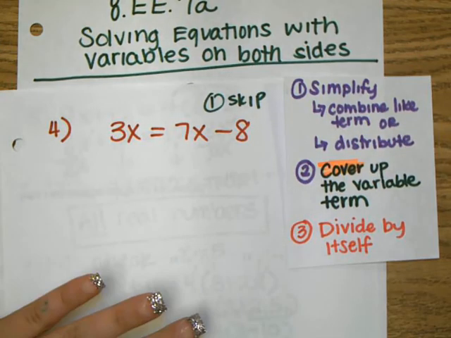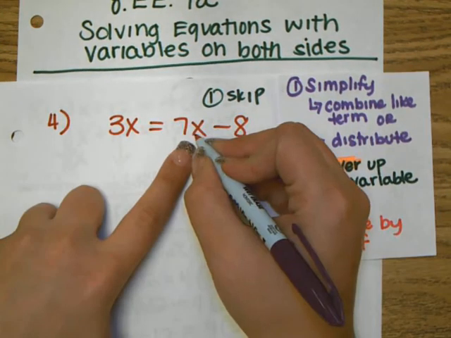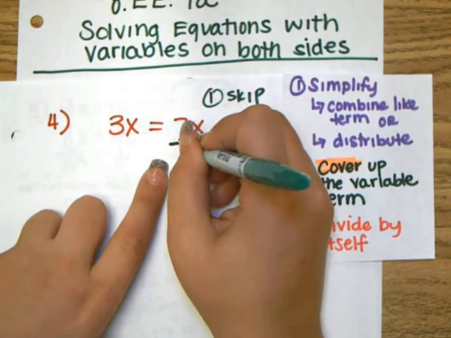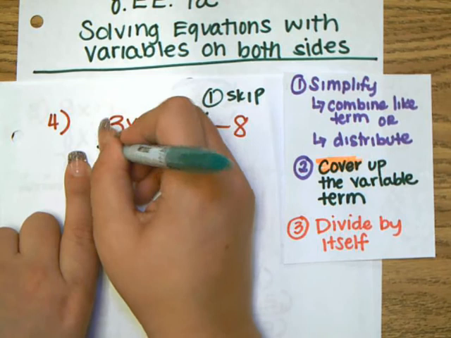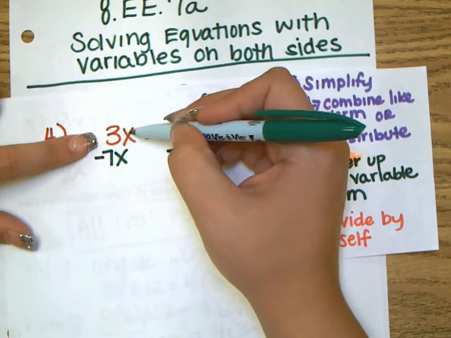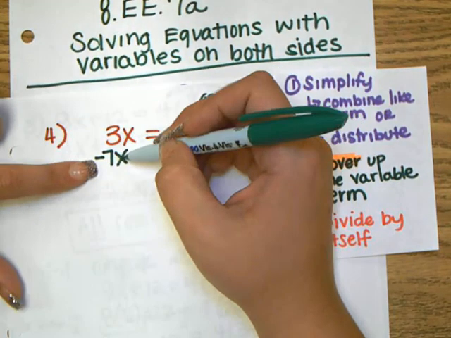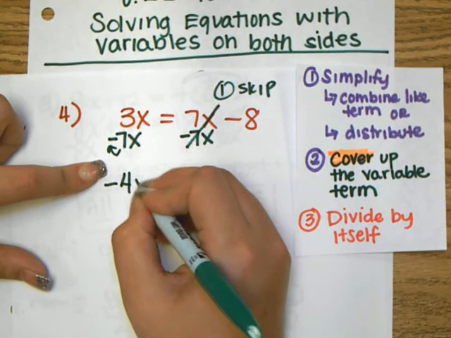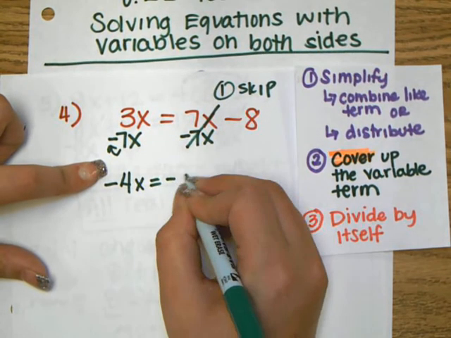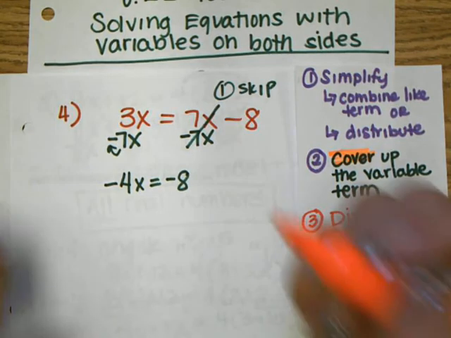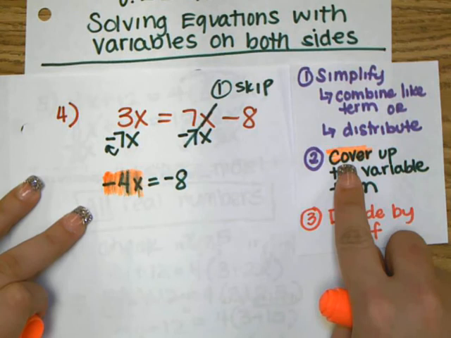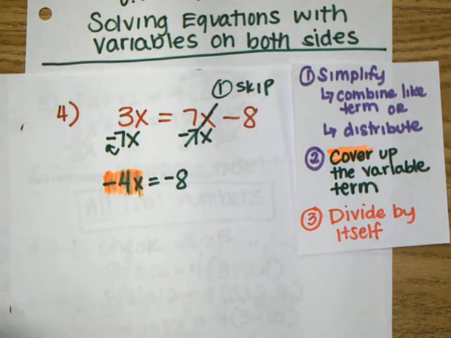Step 2, I'm going to highlight. But today, there's 2 of them. You can't have one on each side, so you need to get rid of one of them. It does not matter which one. I'm going to get rid of the 7x. So if I subtract 7x, that's gone. And then I have 3x minus 7x. 7's bigger, so negative. They're different, subtract. Bring down the negative 8.